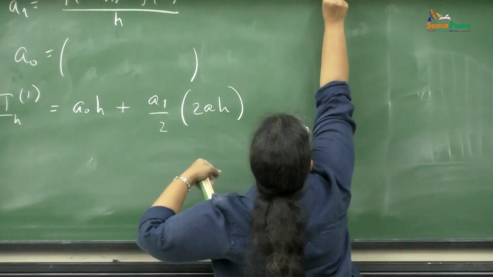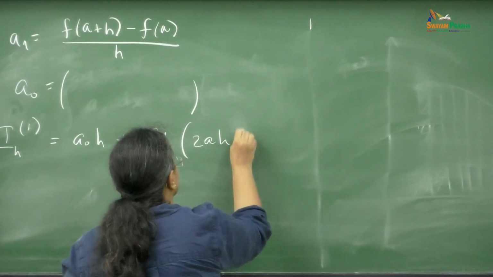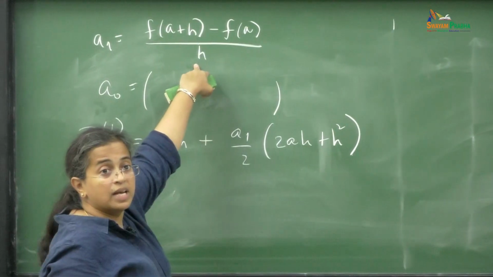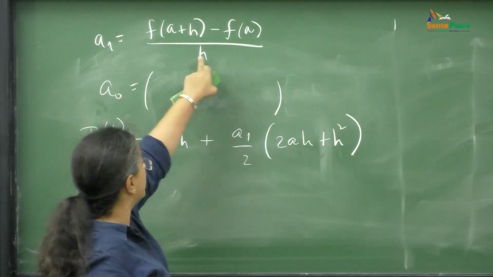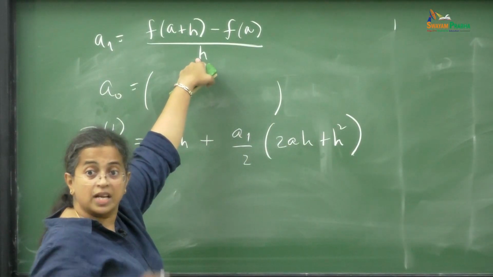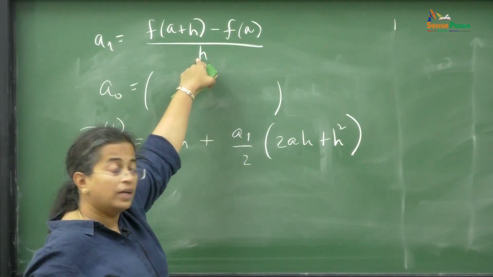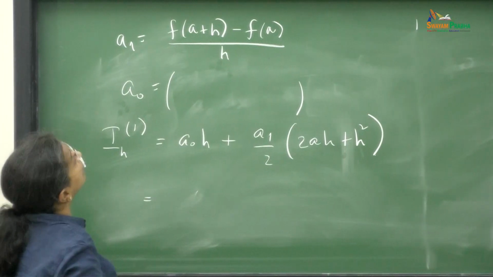Okay? So I have 2ah plus my h square because a1 already has an h. So therefore the h and h will cancel, then the h square will cancel with the h to give me all terms of order h. That's all I want in the end. Okay? So now what do I get? Plug it in and tell me. It's a simple enough thing to solve.